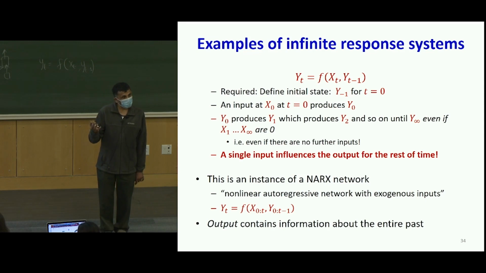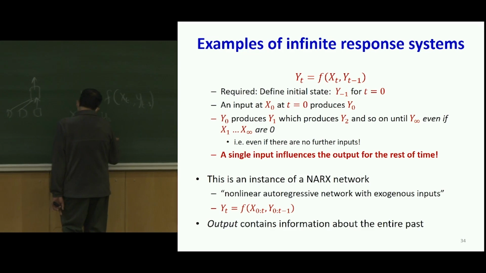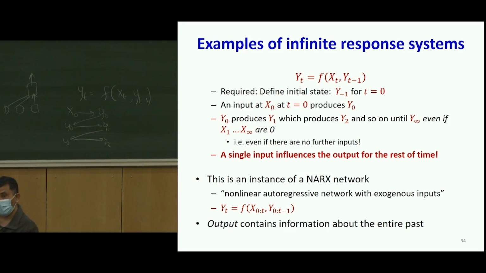Forever, right? Because you have x0, which is going to affect y0. But then y0 is going to affect y1. Then y1 is going to affect y2. This continues forever. But then this is not complete. I have to specify something extra in order for this to function. What would that be?